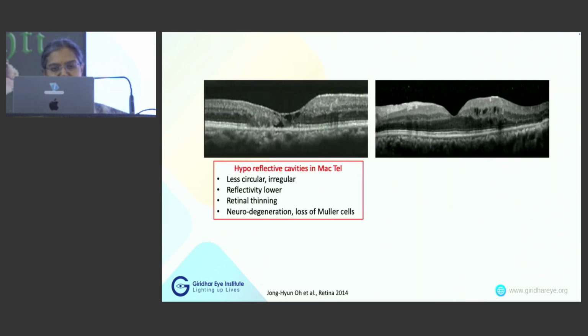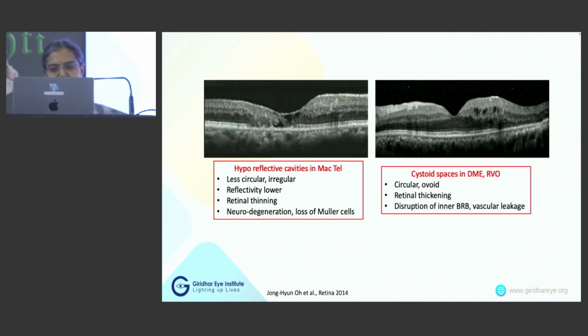Sometimes we get confused between these hyporeflective spaces. In MacTel, they are more irregular with a lower reflectivity, associated with retinal thinning because it is due to degeneration, whereas the cystoid spaces in DME are more circular or ovoid with thickening because it is due to vascular leakage.